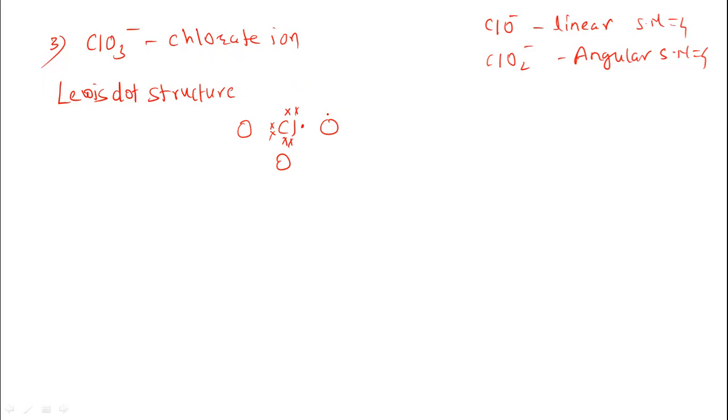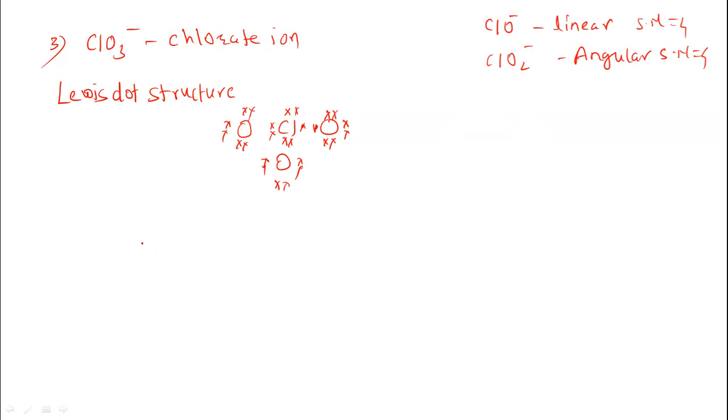Then oxygen is having how many electrons? 6. Valency will be 6 there. So we can represent the 6 electrons. This extra electron is due to the anion, this negative charge. The remaining oxygens do not have that. So 1, 2, 3, 4, 5, 6. Similarly here, 1, 2, 3, 4, 5, 6. Okay, so this is the Lewis dot structure.